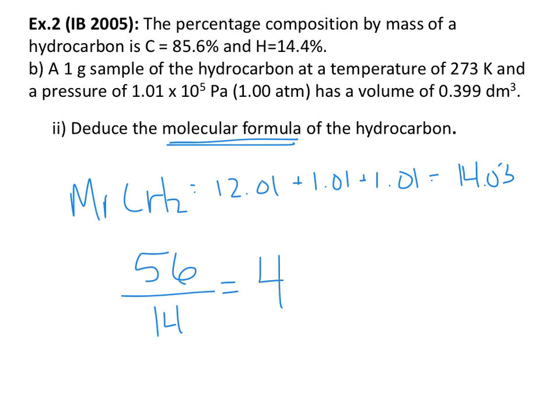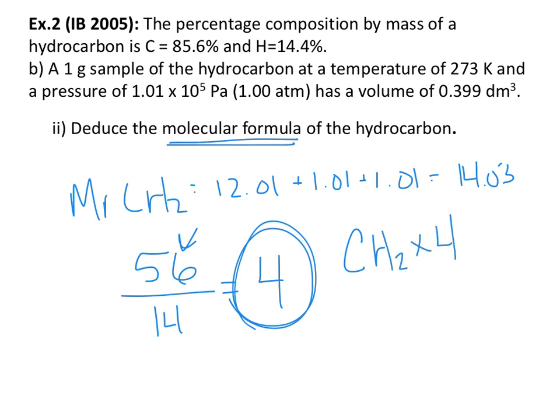So I'm just rounding these molar masses. That's why I'm using 56 instead of 60, because I'm trying to get a whole number to be my multiplying factor. So we're giving a little leeway to the numbers there. So I've got CH2 times 4, which would give me C4H8 for the final answer.